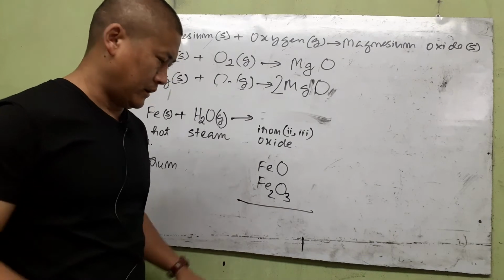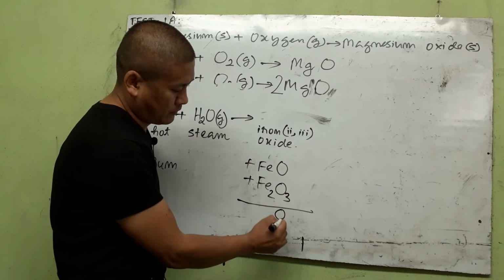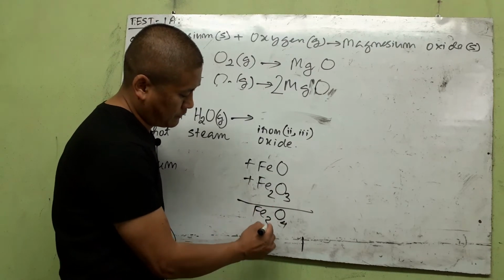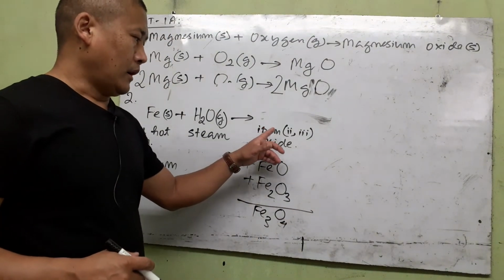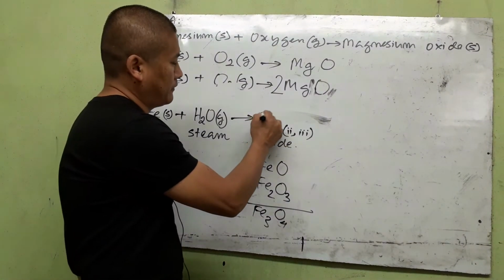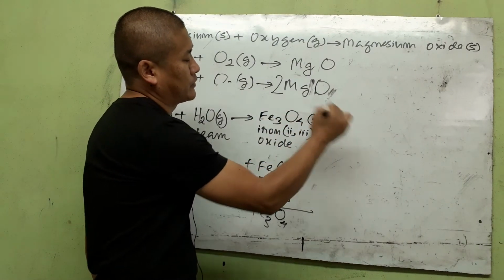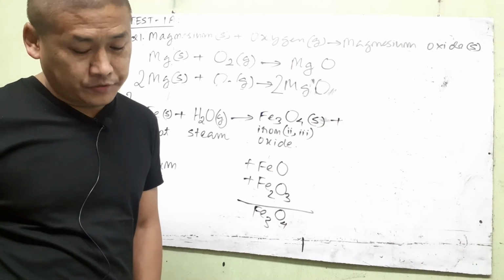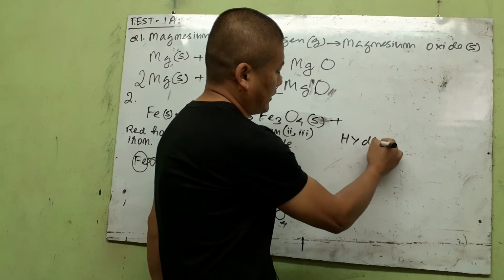We combine them as if we're adding two numbers: O1 plus O3, O4; Fe1 plus Fe2, Fe3. So the formula of the complex iron 2,3 oxide is Fe3O4. It's in the solid form, as the question specified. So here, iron 2,3 oxide and plus hydrogen. Below the plus, you write hydrogen.